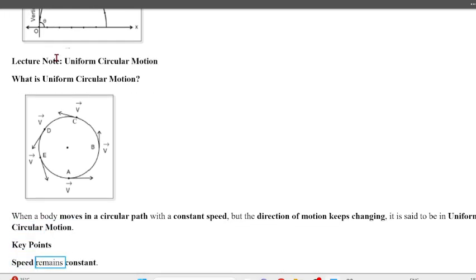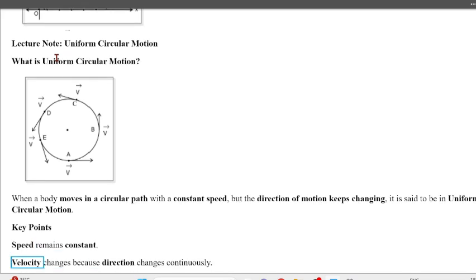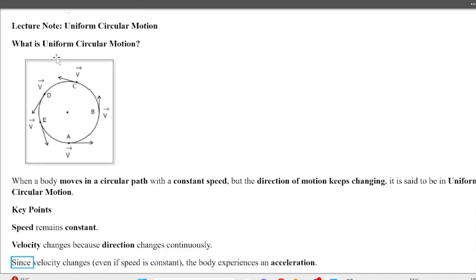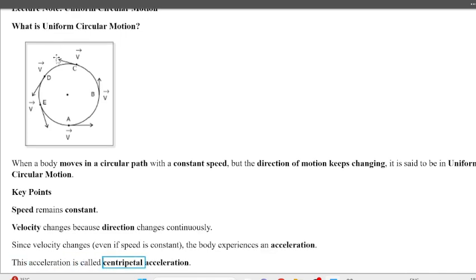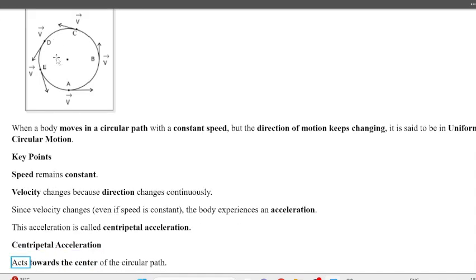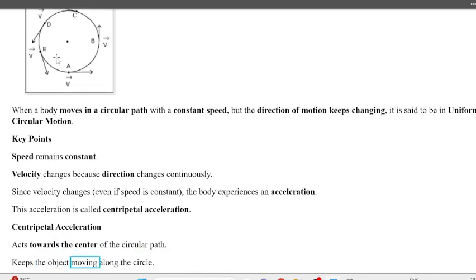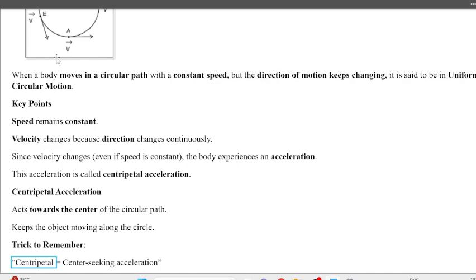Key points: speed remains constant. Velocity changes because direction changes continuously. Since velocity changes even if speed is constant, the body experiences an acceleration. This acceleration is called centripetal acceleration. Centripetal acceleration acts towards the center of the circular path and keeps the object moving along the circle. Trick to remember: centripetal means center-seeking acceleration.